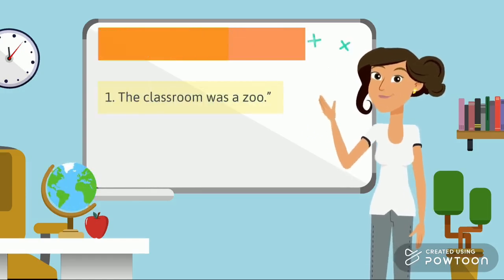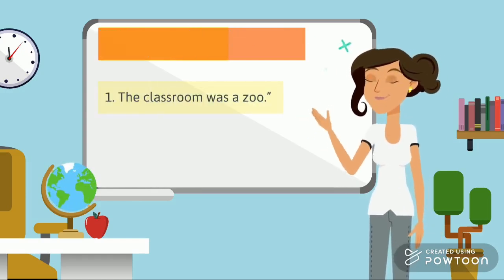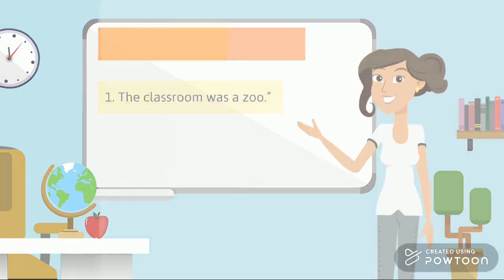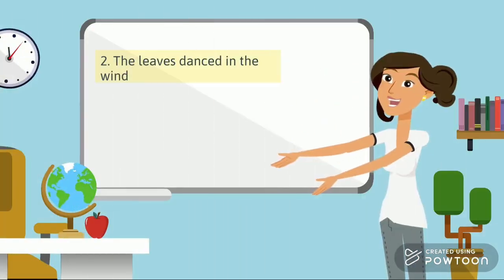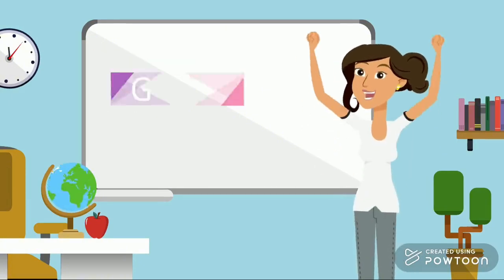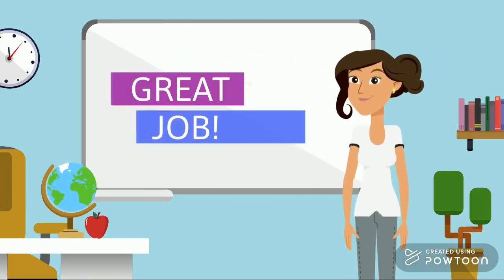First, the classroom was a zoo. Yes, that is a metaphor because the classroom is compared directly to a zoo. The leaves dance in the wind. What is it? Yes, personification, because the leaves are given a human action. Great job!